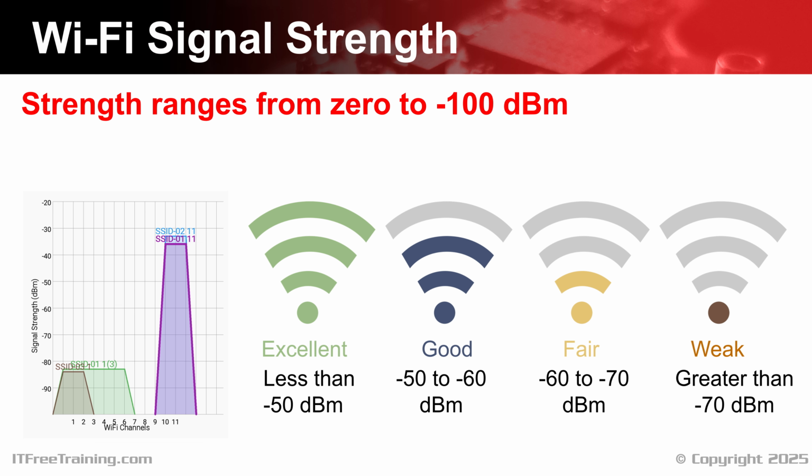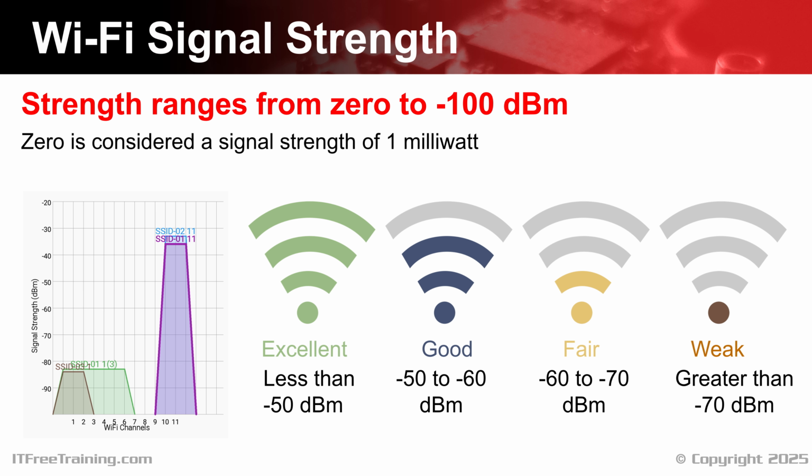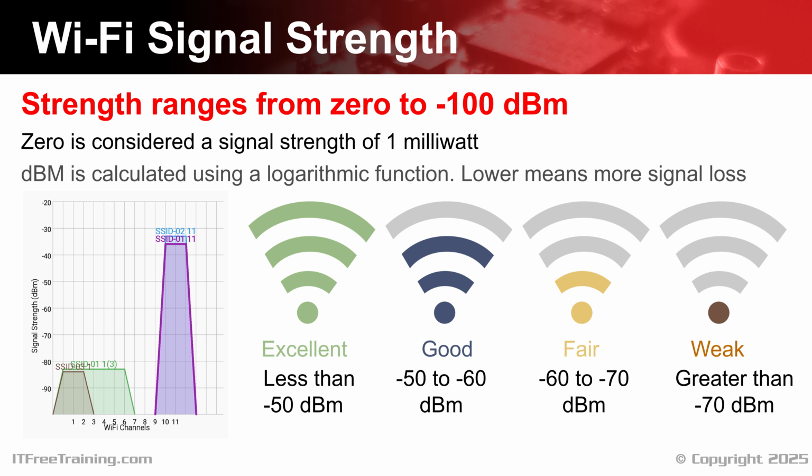As a signal travels, encountering obstacles or covering longer distances, the signal is weakened. When measuring signal strength, 0 is considered a signal strength of 1 milliwatt. In the real world, you won't get a signal strength of 0. Thus, all signal measures have 1 subtracted from them, and this is why we get negative values. The dBm is calculated using a logarithmic function. Lower negative values mean more signal loss, so, put simply, you measure the signal strength by subtracting 1 milliwatt from your reading. A logarithmic function is used to make the result more meaningful and easier to understand.